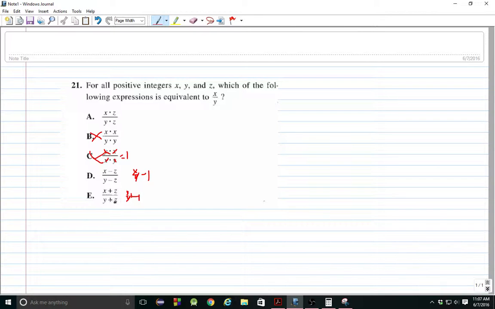Well, you can tell that these are wrong because you can't cancel out anything. So D and E are both wrong. And the only answer that's left is A, and we can check it because you can cancel out the z's over here, and that leaves us x over y. So the answer is A.